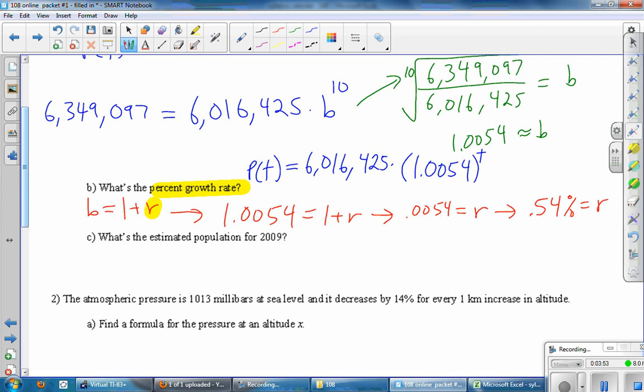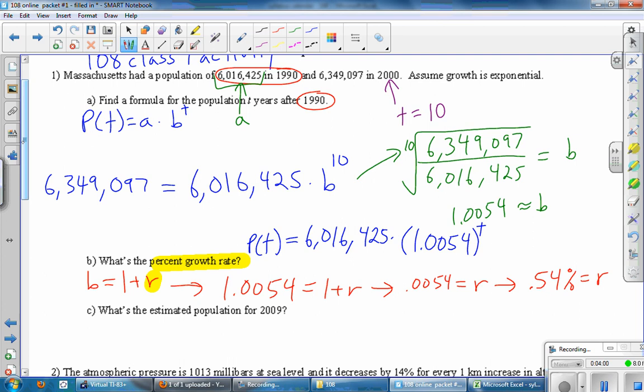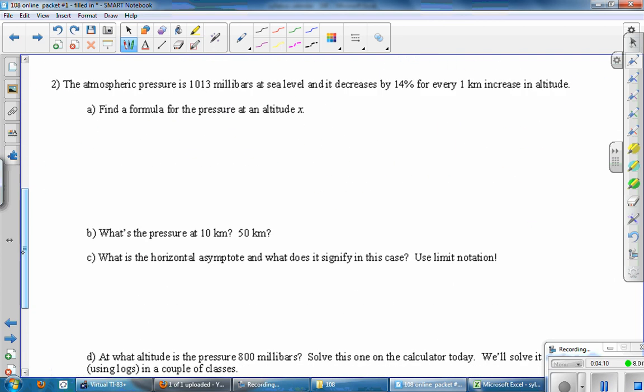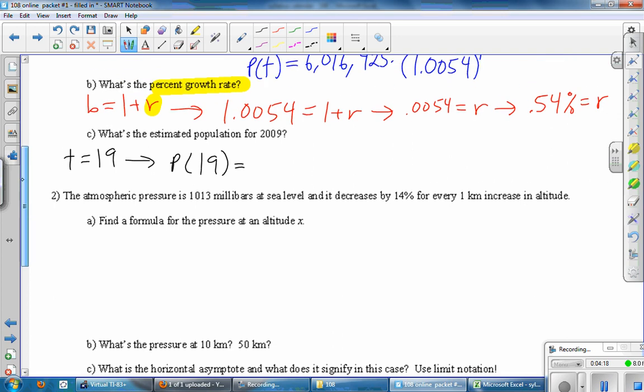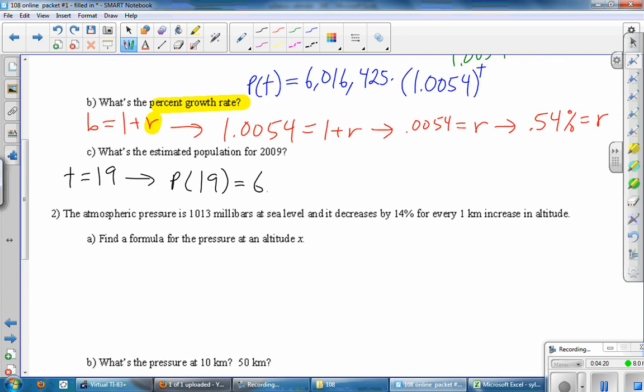Part C, what's the estimated population for 2009? So again, we need to figure out what the value of t is in 2009. So we saw up here that 1990 is the starting value. So in 2009, how many years later is that? That's 19 years later. So in this part, we know that t equals 19. So this is really just asking us to find p of 19. And our formula for p is right there in blue, 6 million and change times 1.0054 raised to the 19th power.